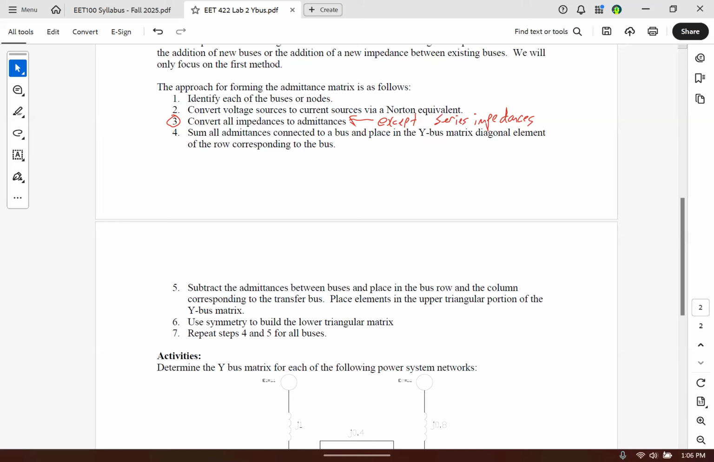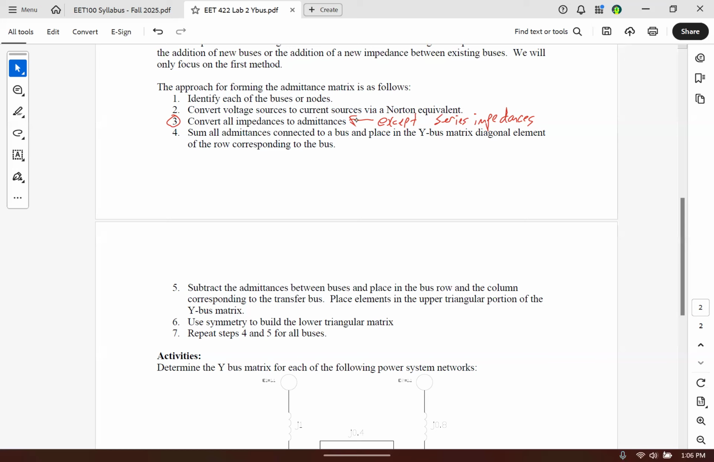Those are only going to show up in the upper triangular matrix. You can certainly put them in the lower triangular matrix, but this is a symmetrical matrix, which means the rows and the columns are the same. So once you build the upper triangle of your matrix, you have the lower triangle as long as you use the concept of symmetry or a transpose. And then you just keep repeating until you build your full Y bus.